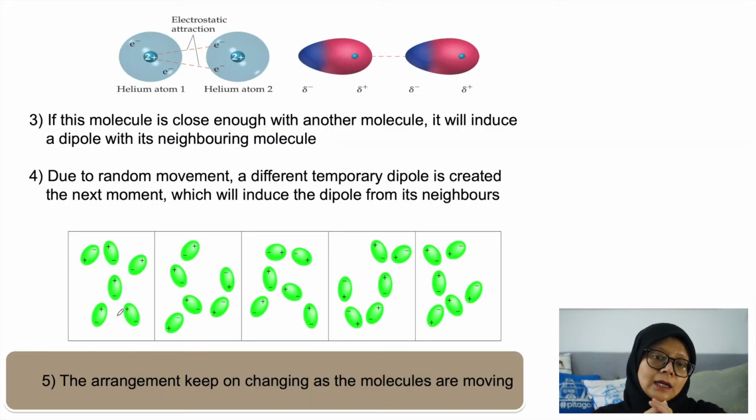Other than that, if we have two helium atoms, helium atom 1 and helium atom 2, and we put both close to each other, and a molecule is close enough to another molecule, it will start to induce a dipole in its neighboring molecule. Due to random movement, a different temporary dipole is created the next moment, which will induce a dipole in its neighbors. The arrangement keeps on changing as the molecules are moving.